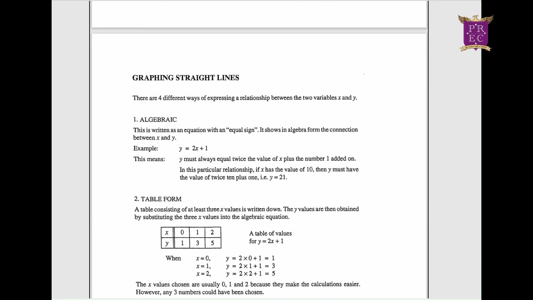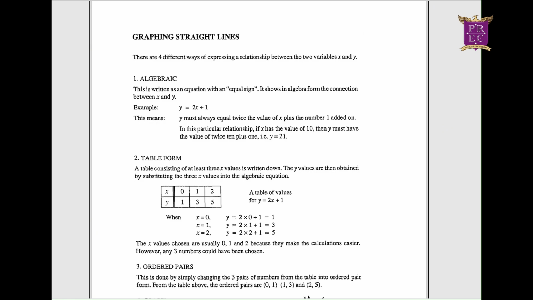Alright, graphing straight lines. Let's have a look. So if you're given an equation in algebraic form, let's say for example y equals 2x plus 1, the y value always corresponds with the x value that we've been given. Okay, so they're saying that the y value is twice as much as the x value plus 1. So for example, if we have 5 as the x value, what we do is we times this by 2 and add 1.